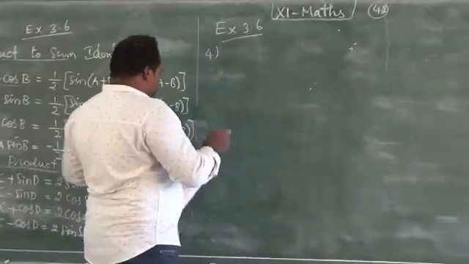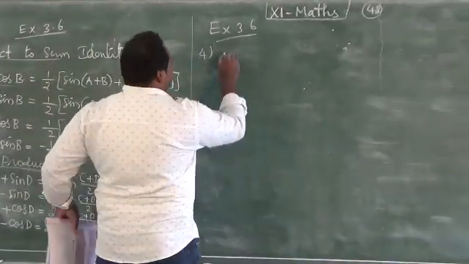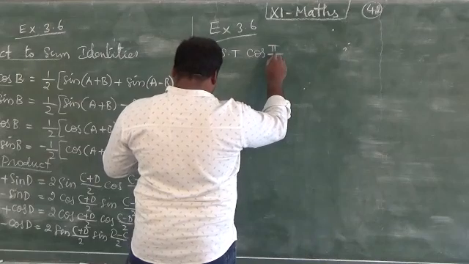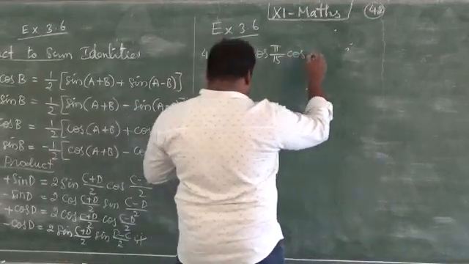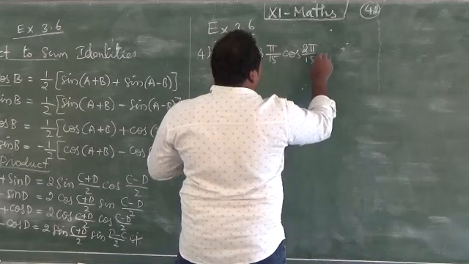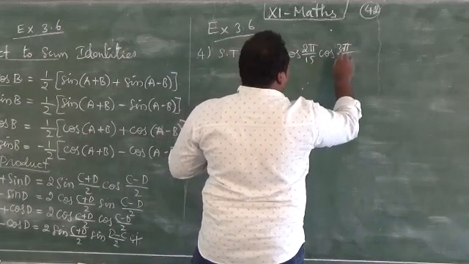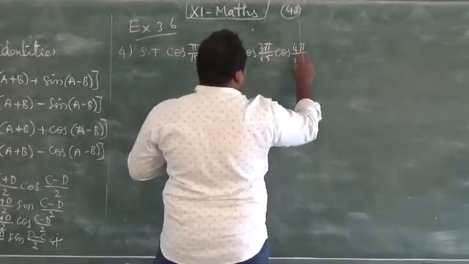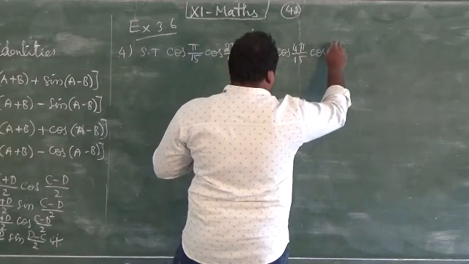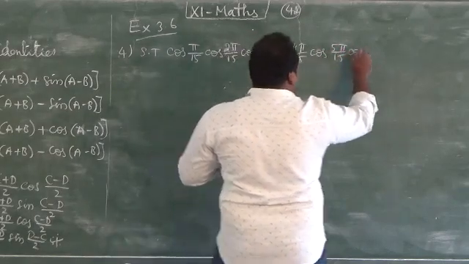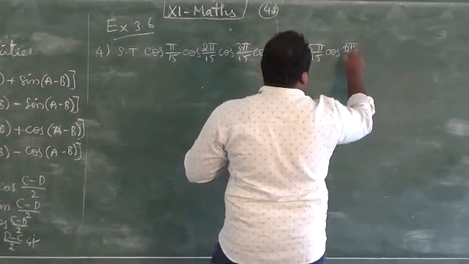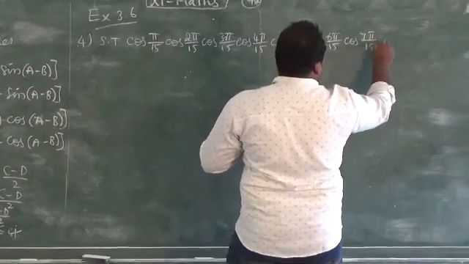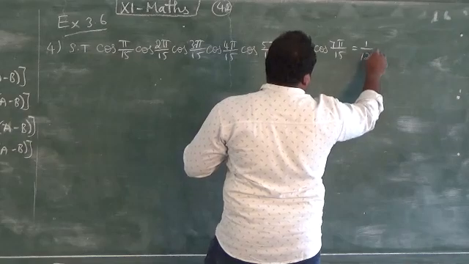Problem number 4 first. Problem number 4, show that cos(pi by 15) cos(2 pi by 15) cos(3 pi by 15) cos(4 pi by 15) cos(5 pi by 15) cos(6 pi by 15) cos(7 pi by 15) equals 1 by 128. This is what we have to prove.